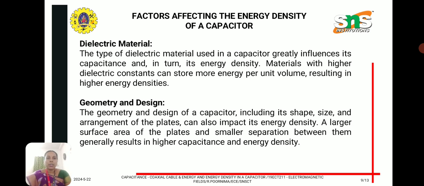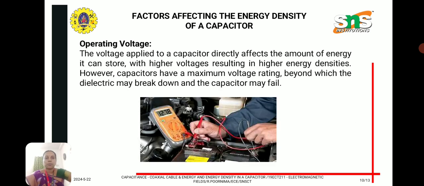The energy density of the capacitor is determined by the dielectric material. The type of dielectric material greatly influences the capacitor and its energy density. For example, a material with a high dielectric constant can store more energy per unit volume, resulting in higher energy density. The next parameter is the geometry and design. The geometry and design of a capacitor, including its shape, size and arrangement of the plates, can impact its energy density. A larger surface area of the plates and a smaller separation between them result in higher energy.